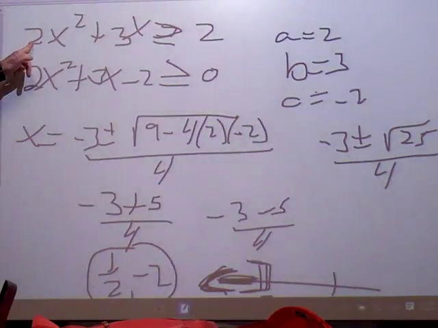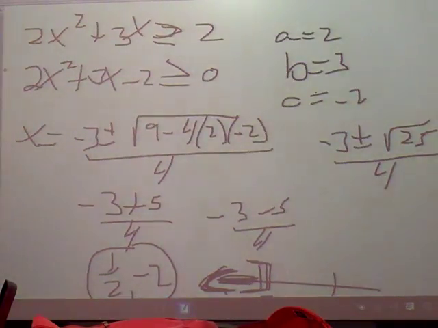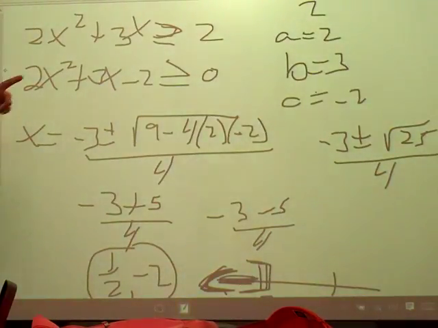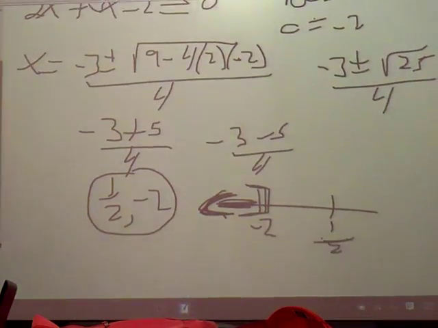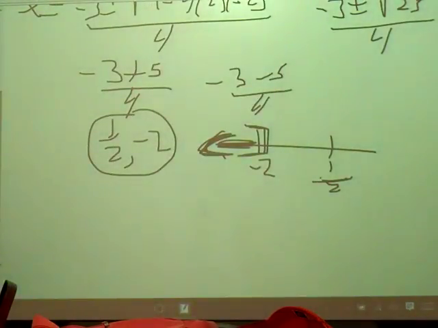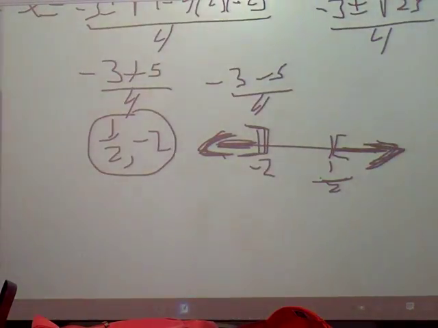1 squared is 1, times 2 is 2. So I got 2. 3 times 1 is 3. 2 plus 3, 5. That is 5. Is that greater than or equal to 2? Yes, it is. Zane's got it. So we shade there with a bracket going that way. So that's what our number line would look like.